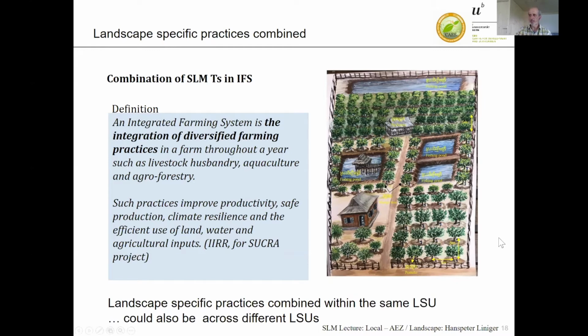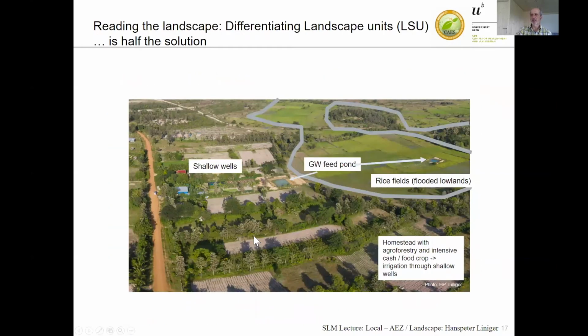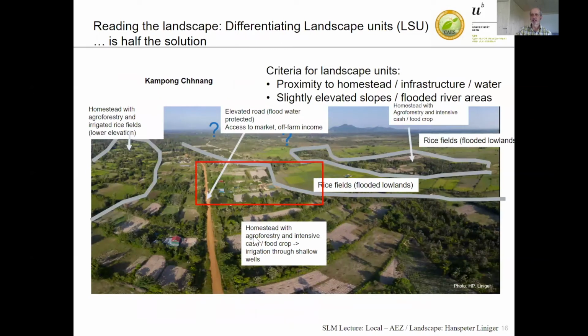Here, this one is showing it within one landscape unit. He could also combine it with the rice production that is in the next landscape unit. So this is an example from Cambodia. To me, again, very important that we look at the different, I go back to this one here, that we separate that whole landscape into different landscape units and treat them differently.